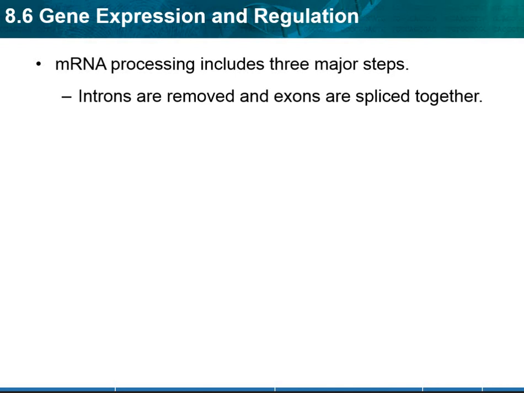Again, the introns are removed and the exons are spliced together. It will also add a cap to the messenger RNA, and a tail is going to be added to it as well. So that is the end of the notes on how genes are turned on and off.